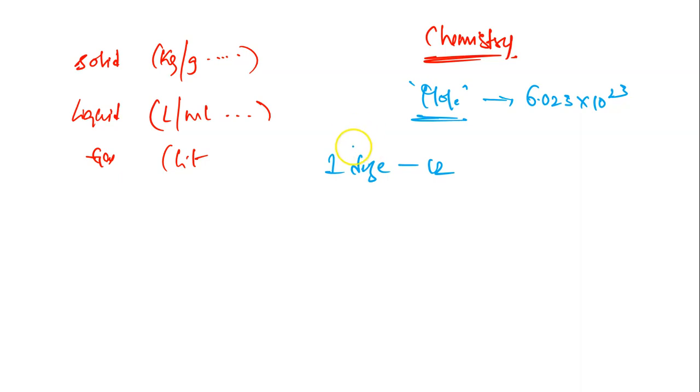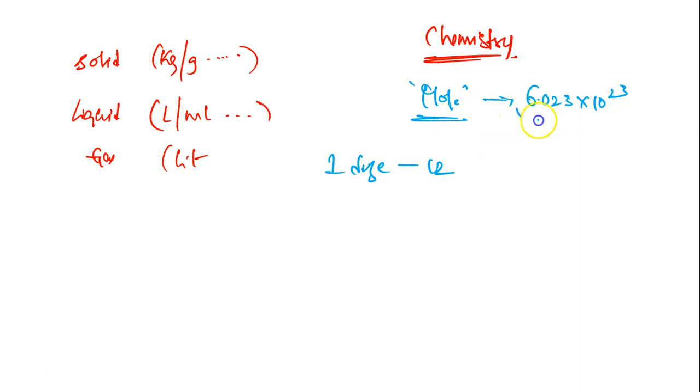If I'm saying 1 dozen of mangoes, it means 12 mangoes. When I say 1 mole of mangoes, it means 6.023 into 10 power 23 mangoes, which is a huge number. You can eat it for years, isn't it?